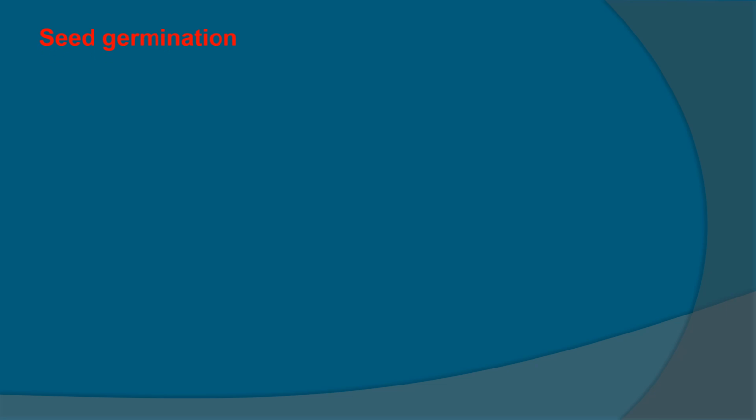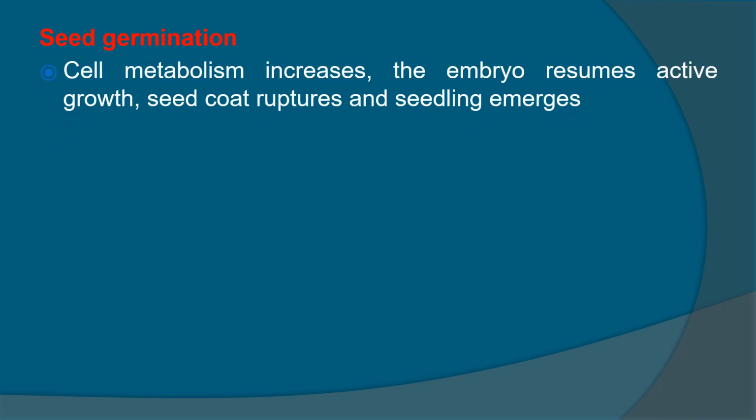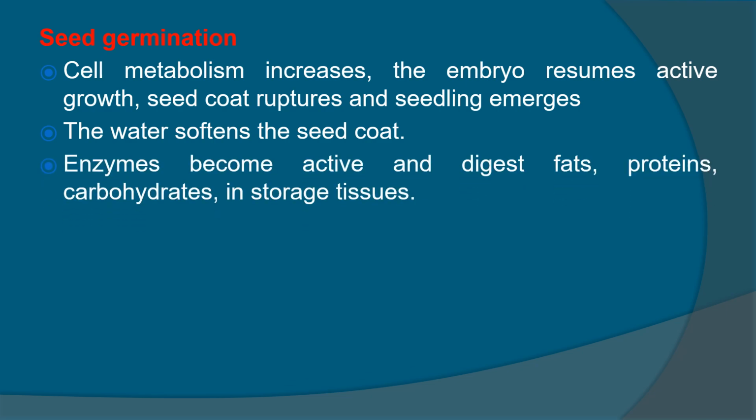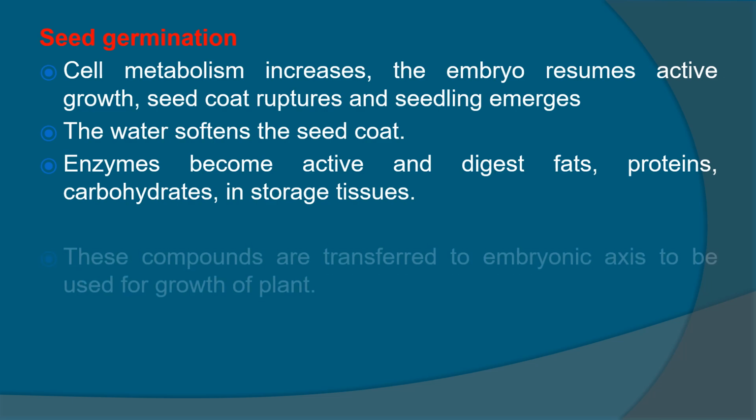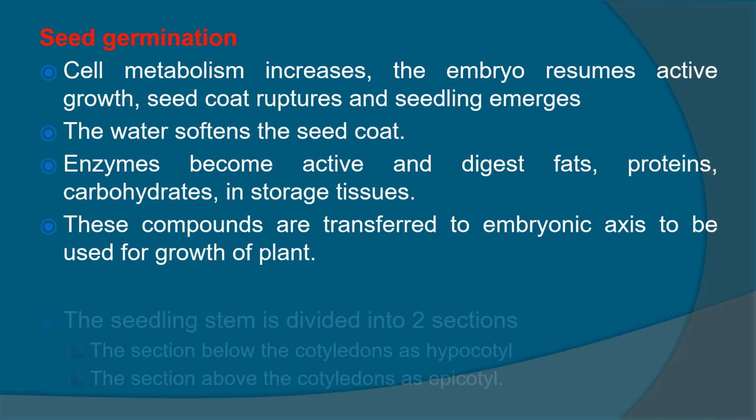Seed germination. Cell metabolism increases, the embryo resumes growth, the seed coat ruptures and the seedling emerges. The water softens the seed coat. Enzymes become active and digest fats, proteins, and carbohydrates in storage tissues. These compounds are transferred to the embryonic axis to be used for growth of the plant.